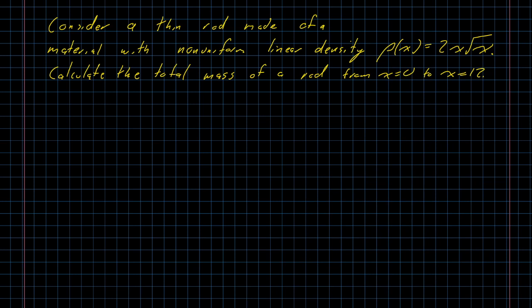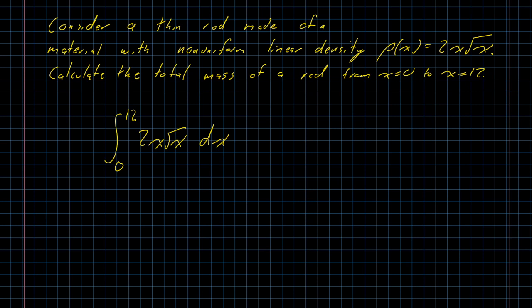Consider a thin rod made of a material with non-uniform linear density, rho of x, right? The Greek letter rho is commonly used to represent a density. Rho of x is 2x times the square root of x. We want to calculate the total mass of a rod that is built from x equals 0 to x equals 12. So we know that the total mass is going to be the accumulation function from the starting point 0 to the ending point 12 of our density function, which is 2x square root of x dx.